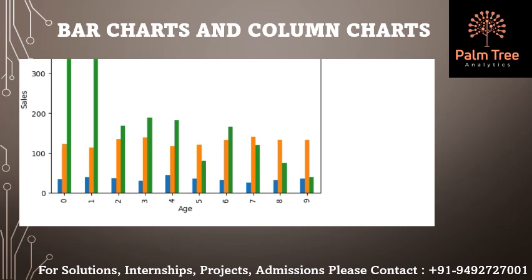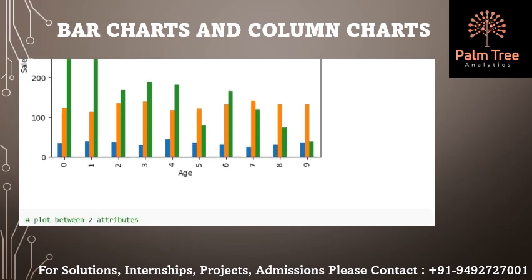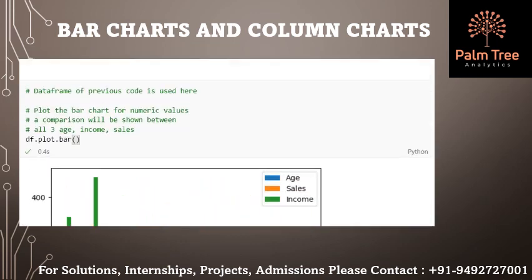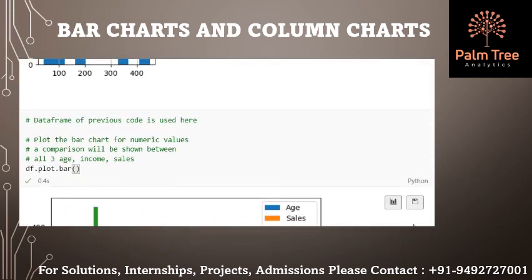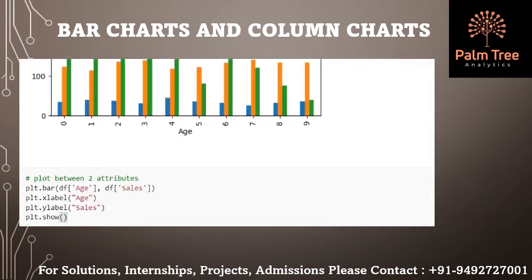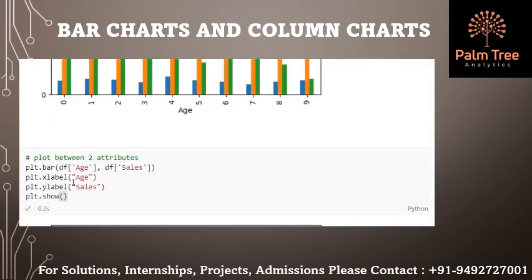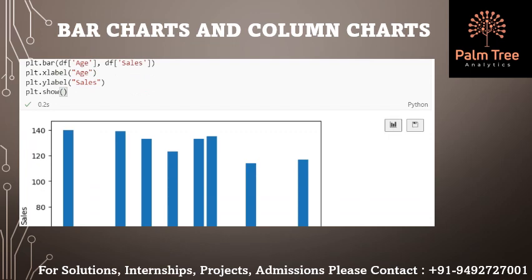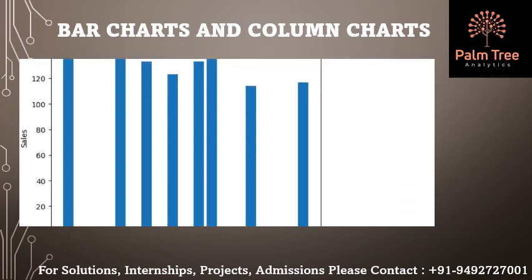And then if we want to showcase the difference between two things, right? Age, sales, like plt dot bar, we are calling it a bar. So earlier we were just calling df dot plot dot bar. Here instead of that we are trying to call plt dot bar, and we are bringing age and sales into consideration. Age is shown on the x label and x axis, and on the y axis this is shown. Okay. So this is the bar chart information.